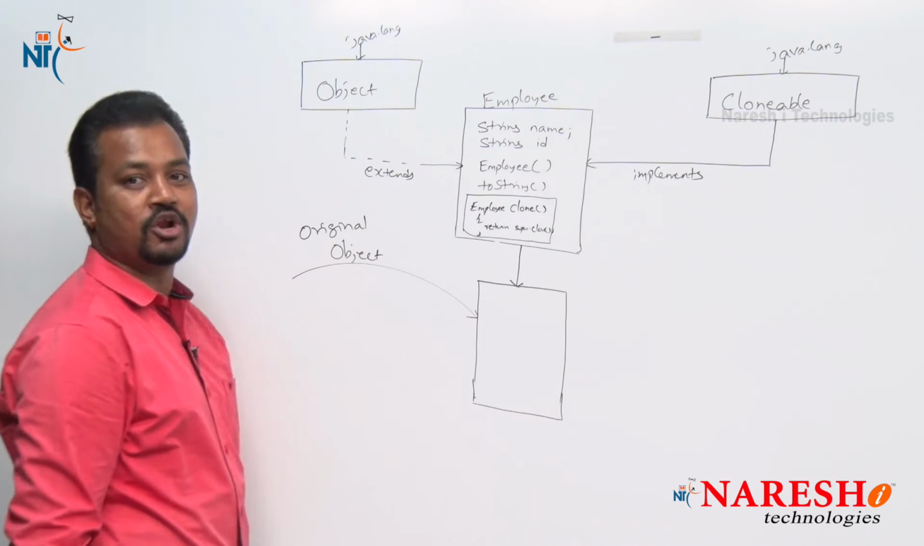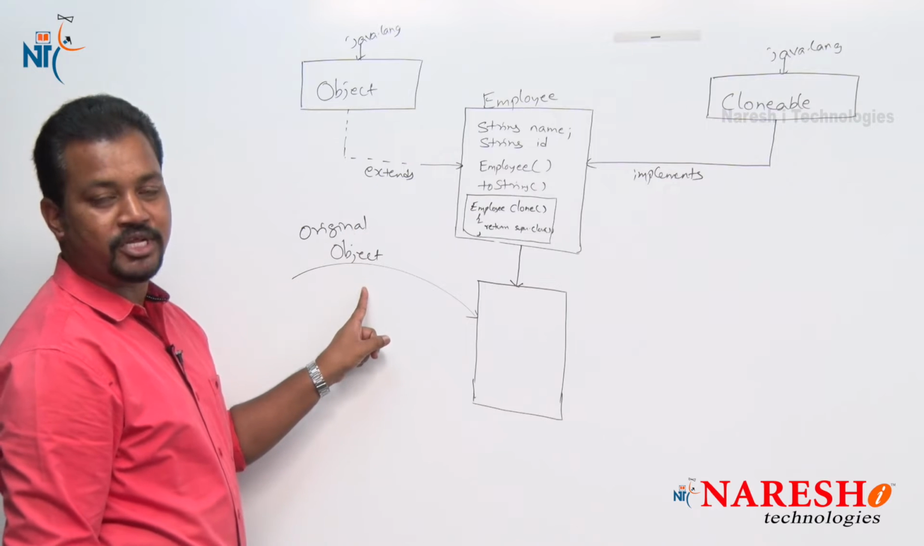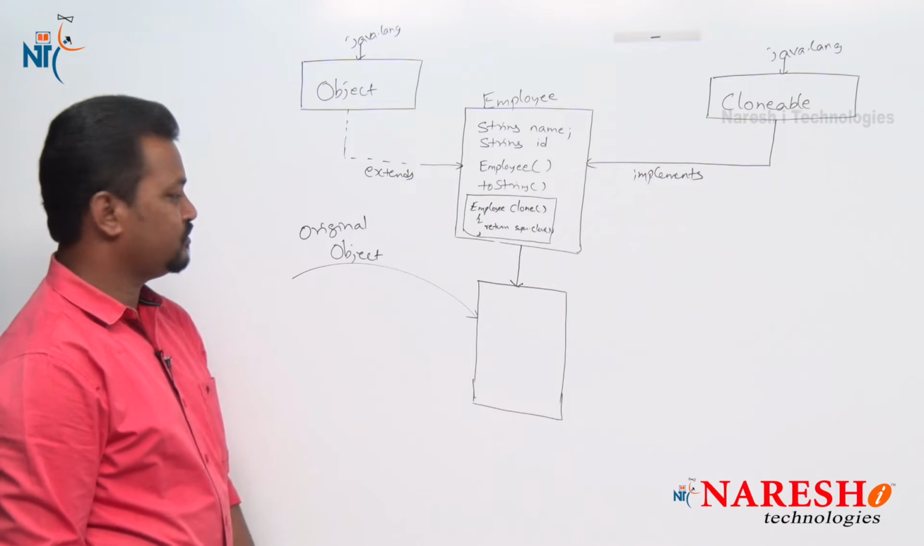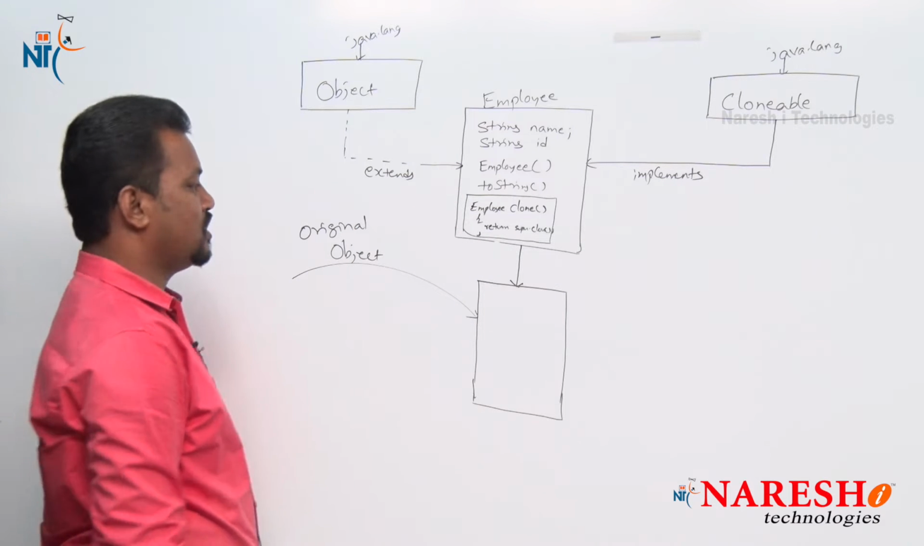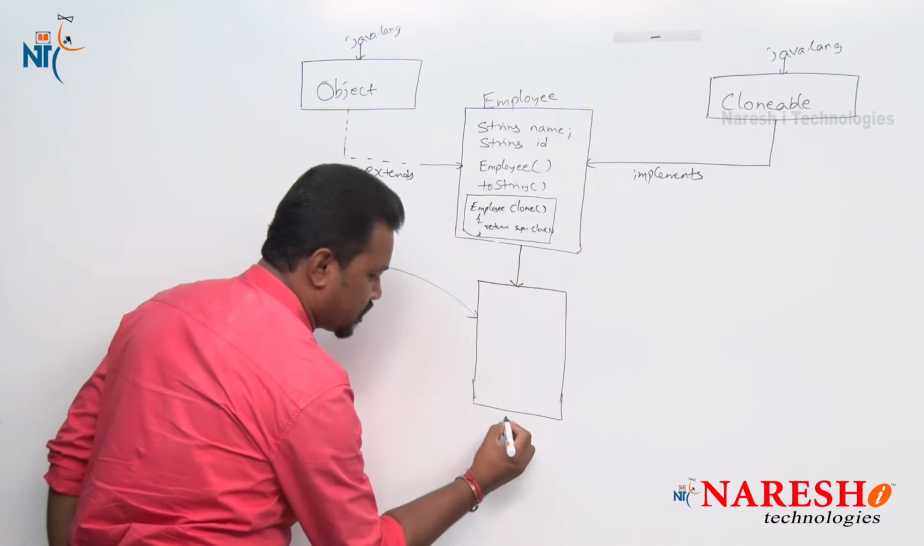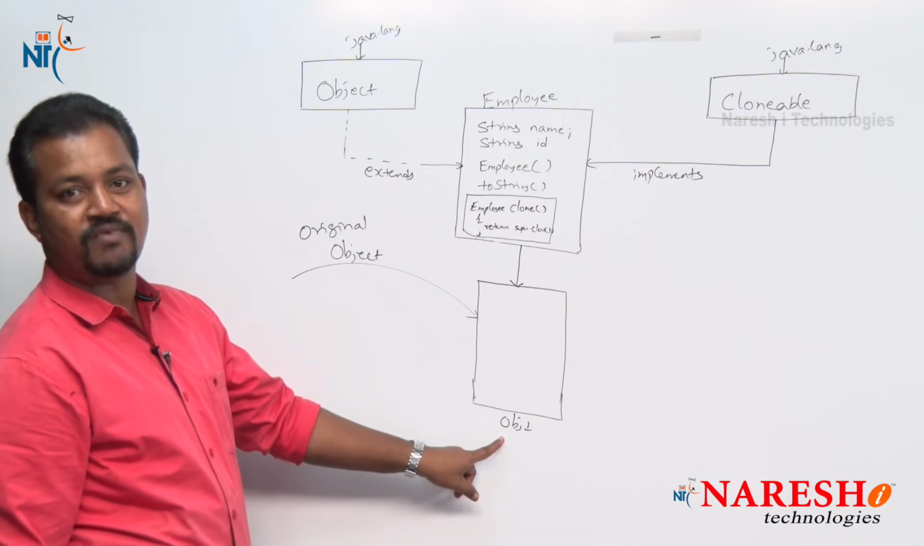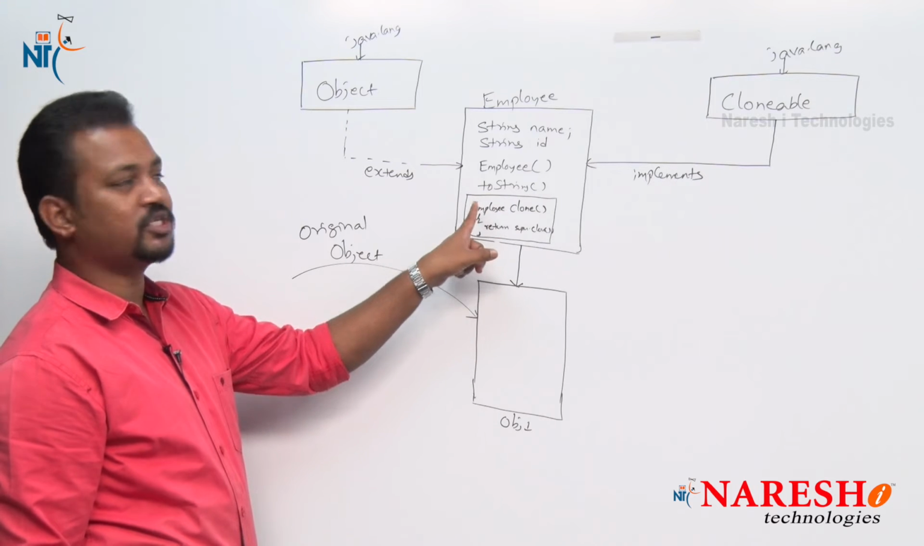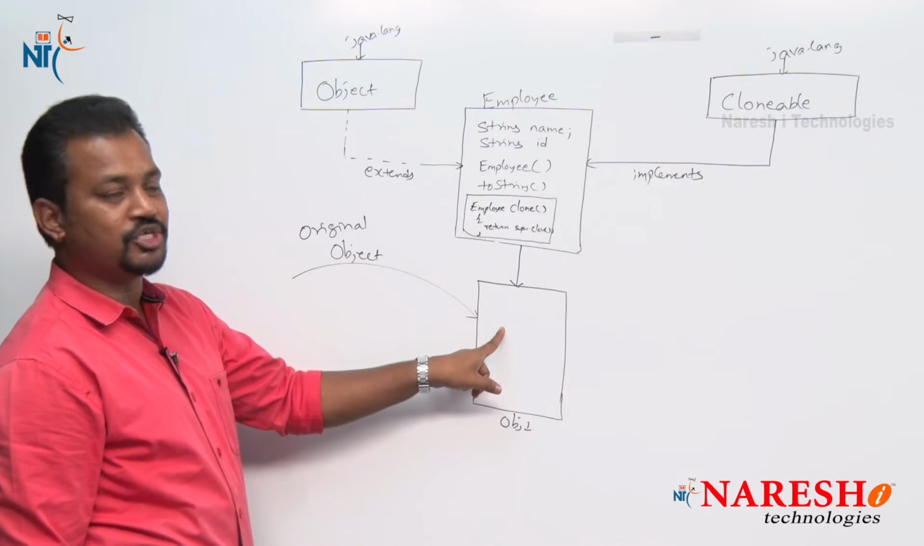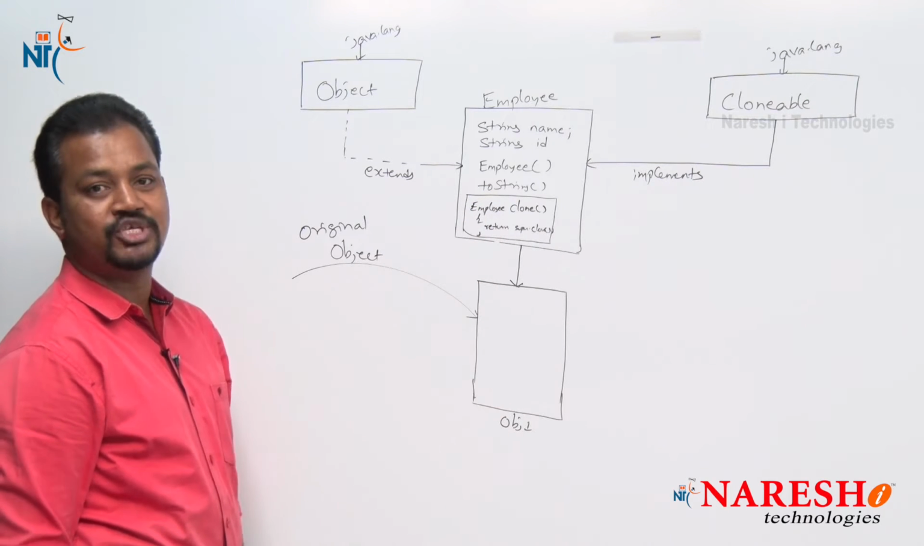I am calling it the original object. The meaning of original object is that it is generated from the class. And this object I am giving one name, obj1. So I gave one name to this object of the Employee class, and this object is generated from the class. I am calling it obj1.